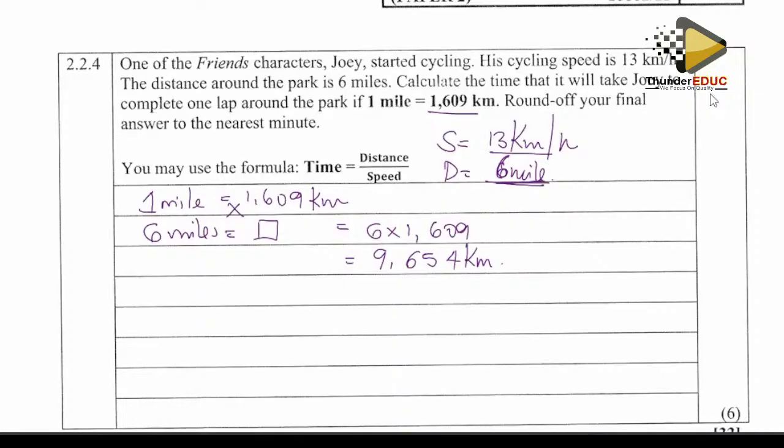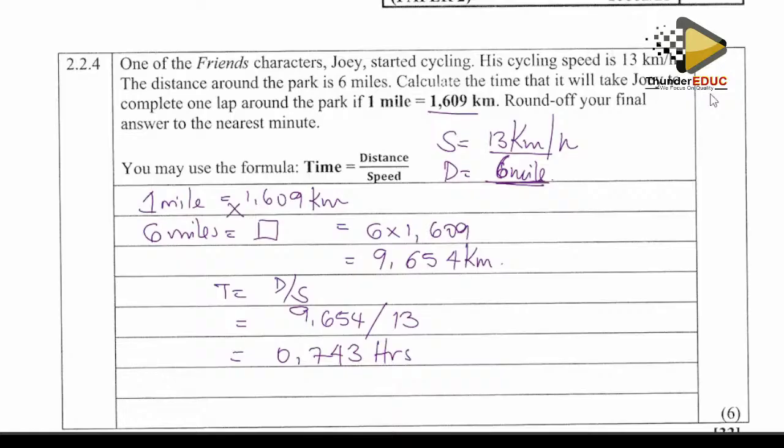I'm not interested in the kilometers. I'm interested in the time. So I'll say my time will equal distance divided by speed, which will become 9,654 divided by 13. So I'll divide by 13. Indeed, I get my time, but this is in hours. These are hours.